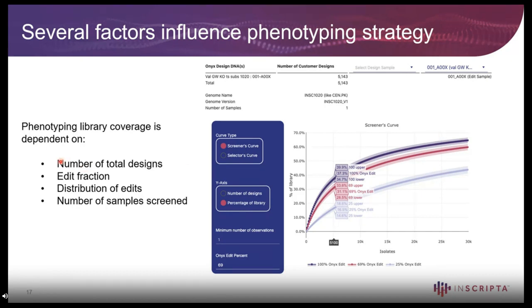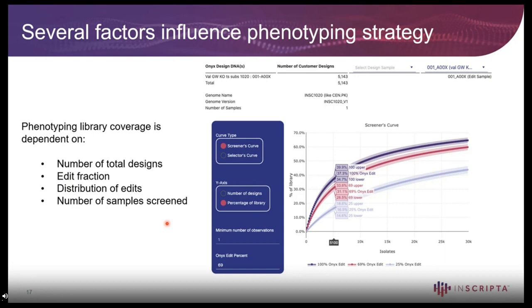It's the number of total designs within your library. It's the edit fraction of your library, so not all of the cells that come out of the instrument are going to contain an edit. That editing fraction is important to determine your coverage. Then there's the distribution of the edits within your library, which is also important because not all edits are going to be equally represented, and certain edits might be overrepresented relative to others. And the other important factor is the number of samples that are screened.